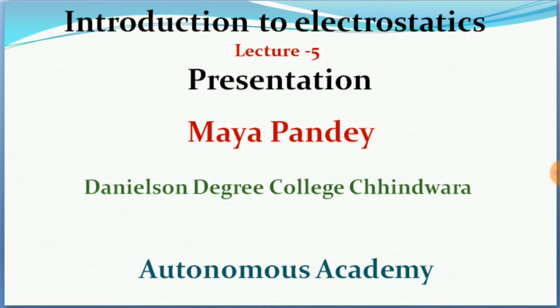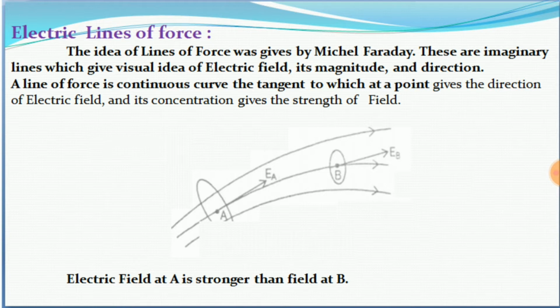Let's start. So our first topic is electric lines of force. The idea of lines of force was given by Michael Faraday. These are imaginary lines which give visual idea of electric field, its magnitude and direction. A line of force is a continuous curve. The tangent at a point gives the direction of electric field and its concentration gives the strength of field.